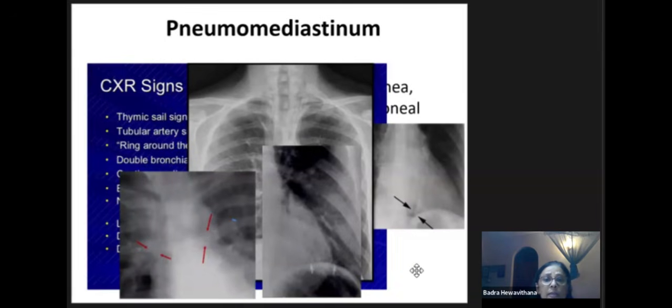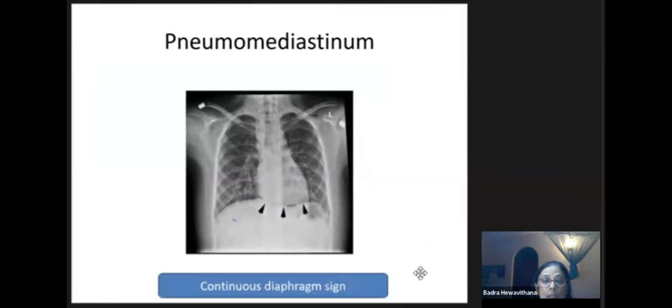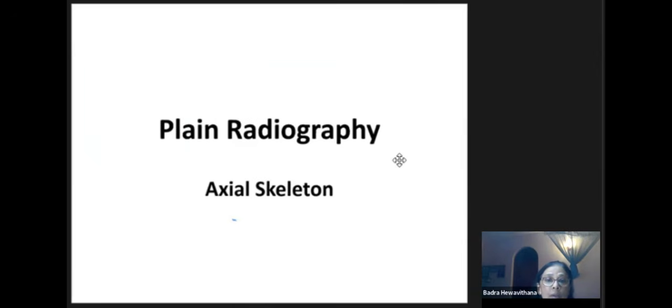So there are so many signs, but at least you remember the parallel line to the heart or mediastinum. And this one also is a sign. These are fairly rare signs. And this one I showed you before also. This is the continuous diaphragm sign. This is on the chest side, so that is a sign of pneumomediastinum. I showed you before the pneumoperitoneum sign. So on either side, you can get the continuous diaphragm sign.